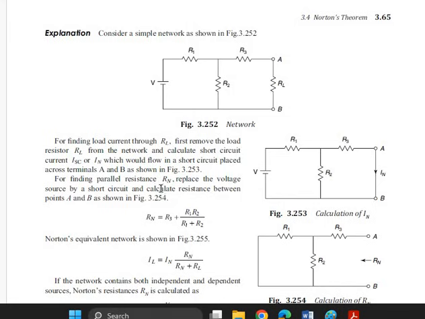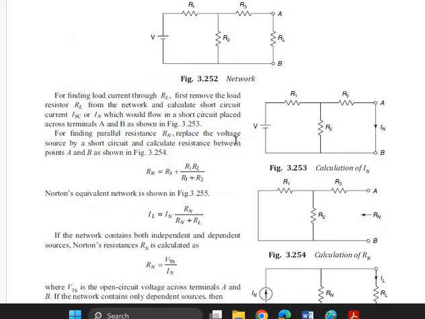For finding parallel resistance RN, replace the voltage source by a short circuit. So the voltage source has been replaced by a short circuit here in this circuit. And calculate resistance between terminals A and B as shown in the figure. The RN resistance, here we are considering R3, but these two have been connected in parallel, R1 parallel R2. So R1 into R2 divided by R1 plus R2, along with R3 has been connected. The resultant resistance of R1 R2 has been connected in series with R3.